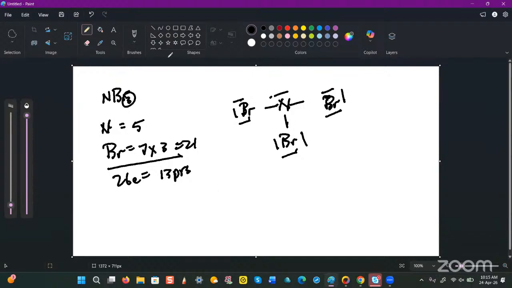So this is one of those situations where, even though in most cases the least electronegative element will go in the middle, in this case, because you have 1 nitrogen and 3 bromines, I would put the nitrogen in the middle and surround it with the bromines. All right? Okay. Any questions about this one?